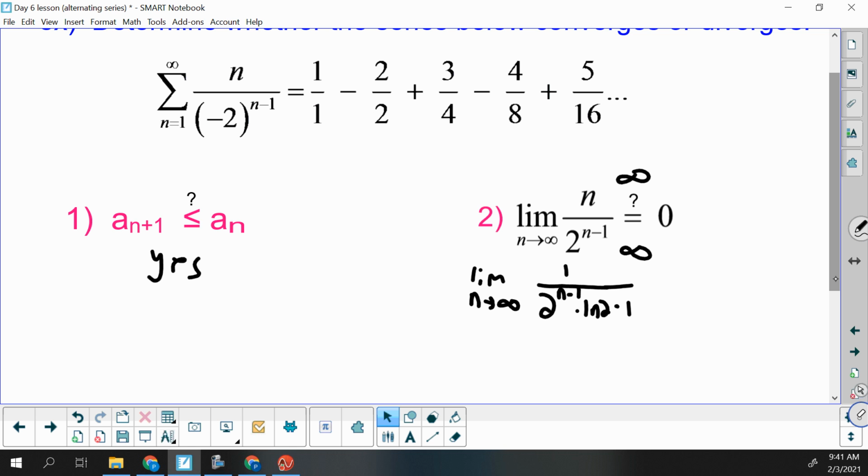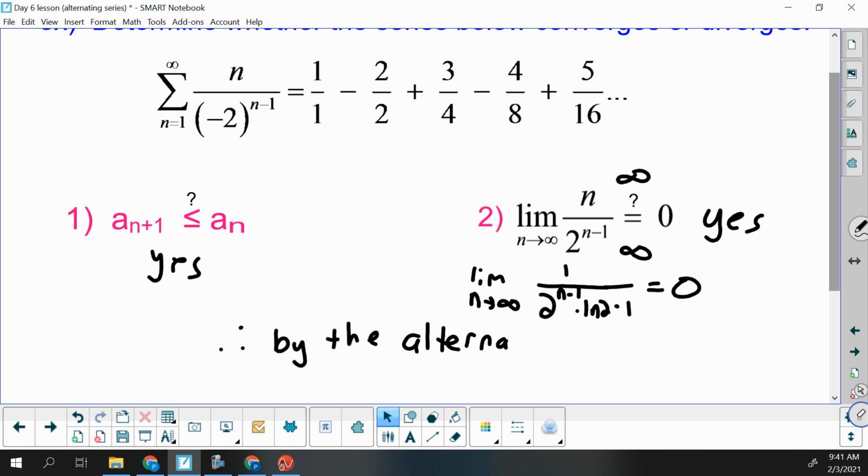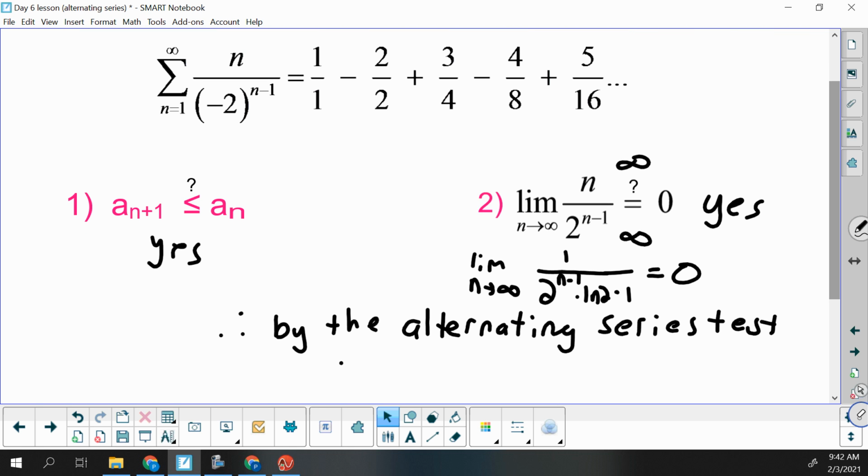Now the denominator is going to keep getting bigger, but the numerator is staying at 1, so that's going to go to 0. Another way that you can think of it in your head to justify it is an exponential is going to grow a lot faster than a linear. So that could also tell you that it's going to approach 0. So this one does check out. So we can say, therefore, by the alternating series test, our sum of n equals 1 to infinity of n over negative 2 to the n minus 1 converges.